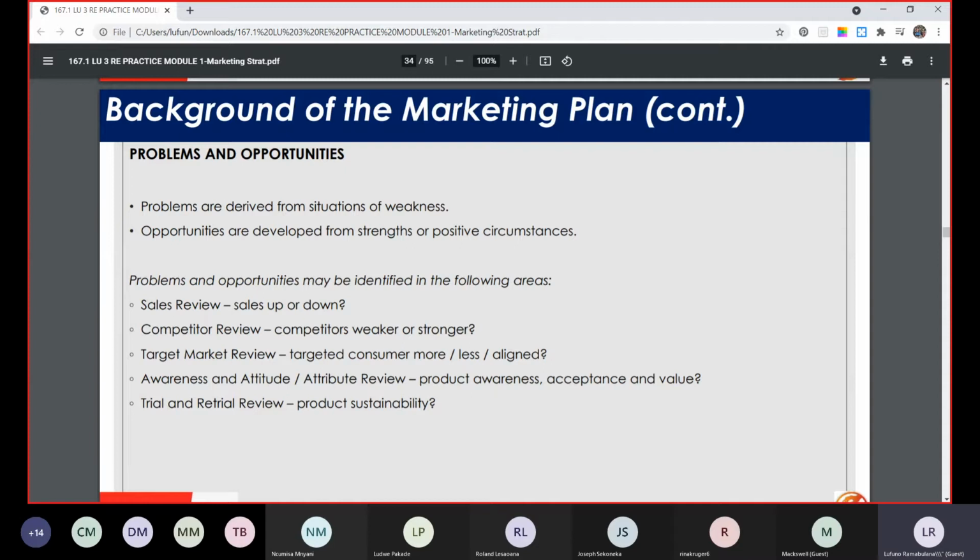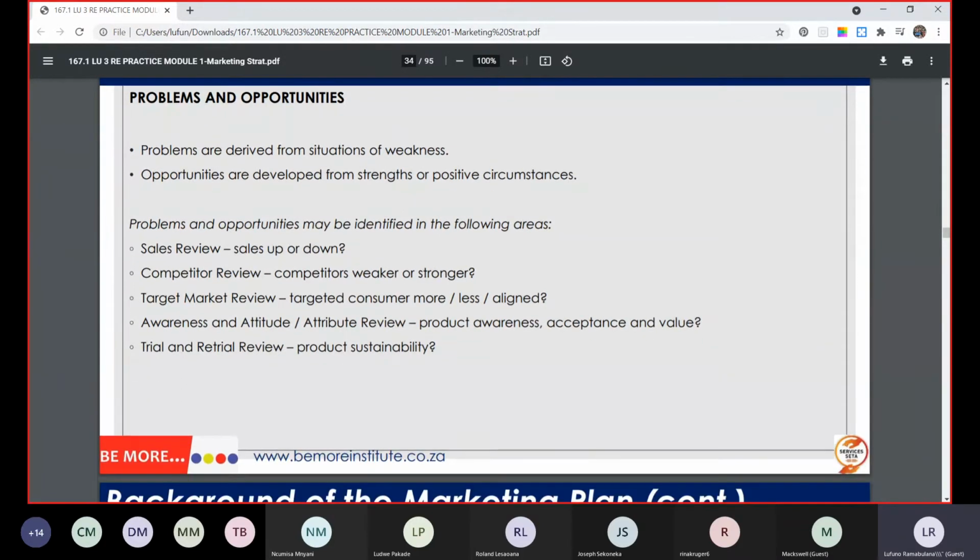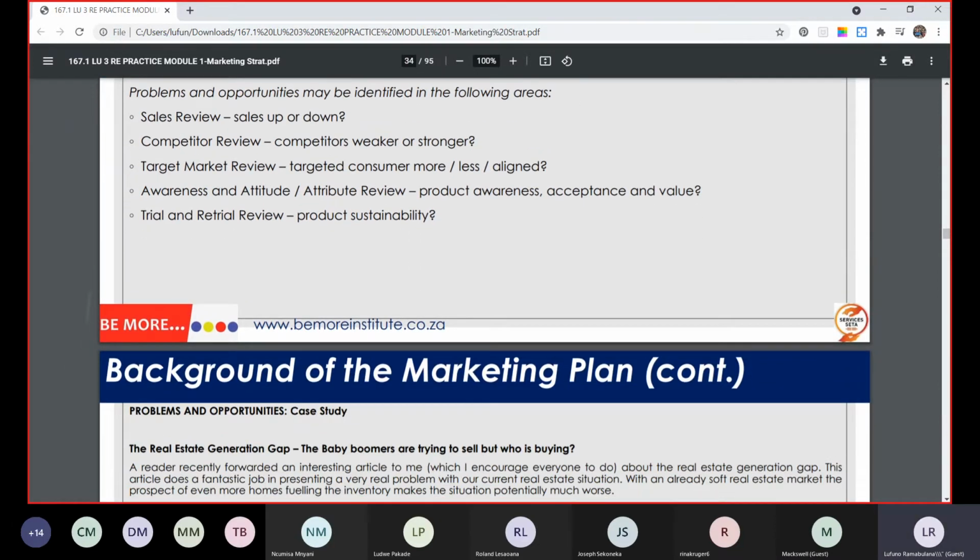Your target market review will look at the targeted consumers. Do we have a bigger number? Are they fewer, or are they aligned? Awareness and attitudes review, or attribute review. Your product awareness: are people aware of the product? Is it accepted? What is the value that people see? Your trial and retrial review will include your product sustainability. How does the product sustain in the market?